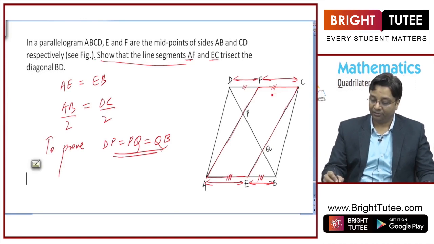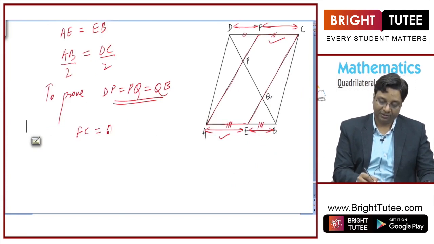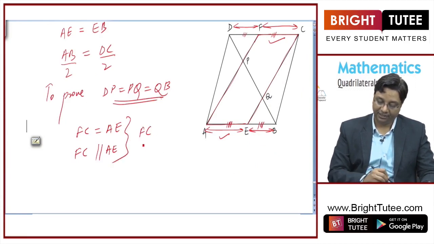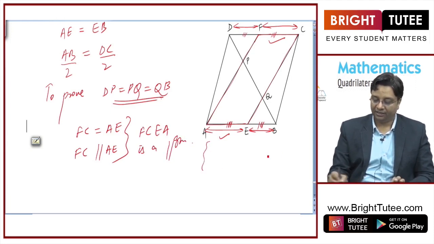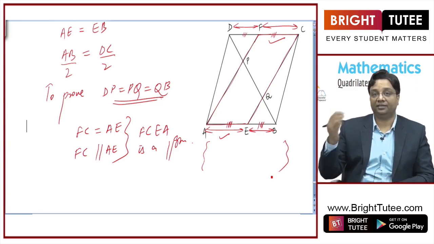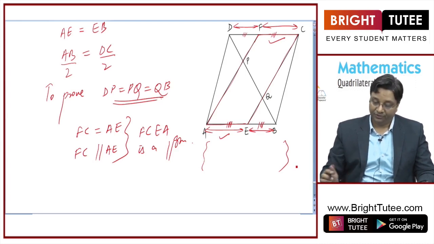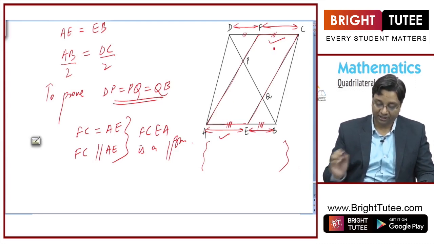It will be a parallelogram, because FC is equal to AE and FC is parallel to AE. This means that FCEA is a parallelogram. You can write its reason in detail, that if a pair of opposite sides is equal and parallel, then the quadrilateral is a parallelogram. I leave that part to you. Okay. Now this is a parallelogram.